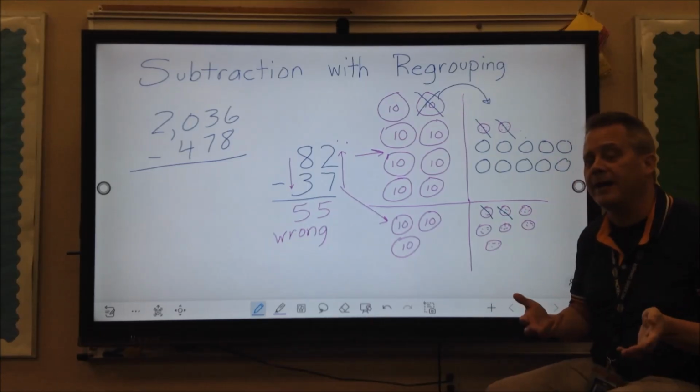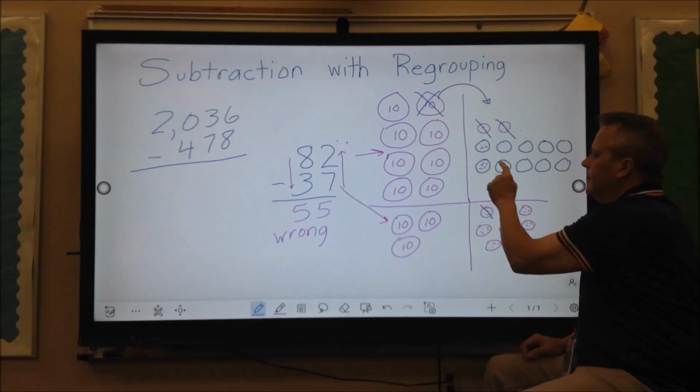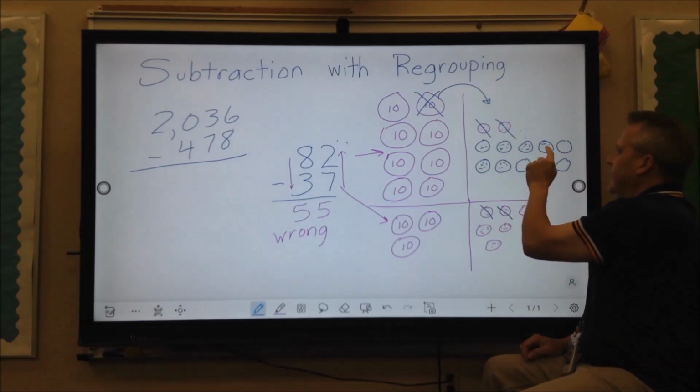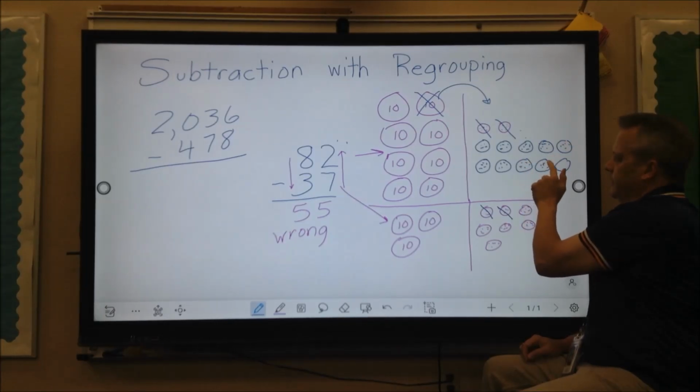Now I go back. Oh yes, I know. I forgot the chocolate chips. So let's go with the chocolate chips. And I'm just going to add all these little chocolate chips. Why? Because I like chocolate chip cookies.